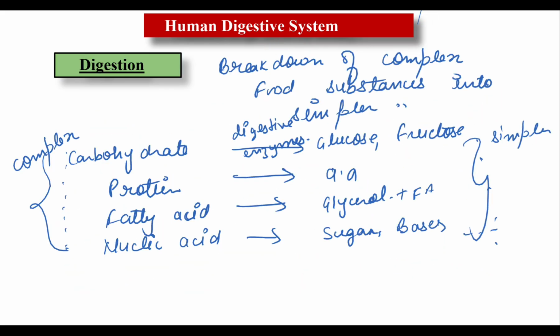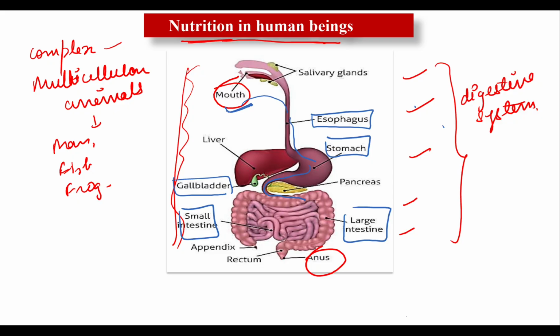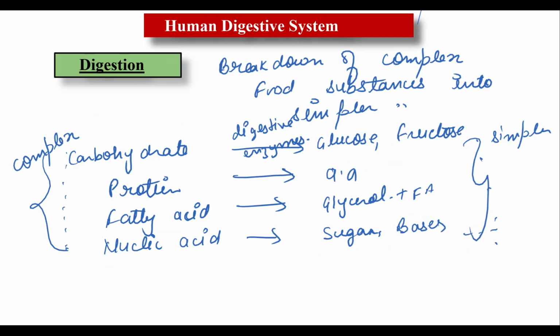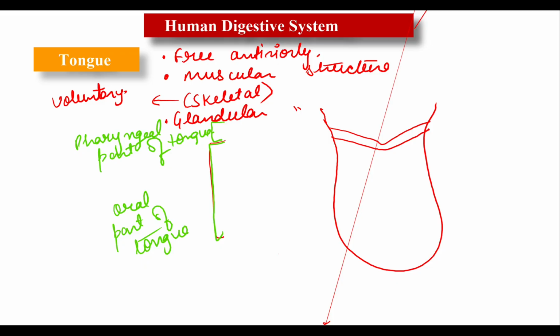Let me show you in the diagram. This is the mouth part, and here the pharynx part is present. This red color indicates the tongue. Some part of the tongue is present in the oral cavity, which is visible to you, and some part of the tongue is present in the pharynx region, which is not visible to you. That's why I am writing here pharyngeal part and oral part.